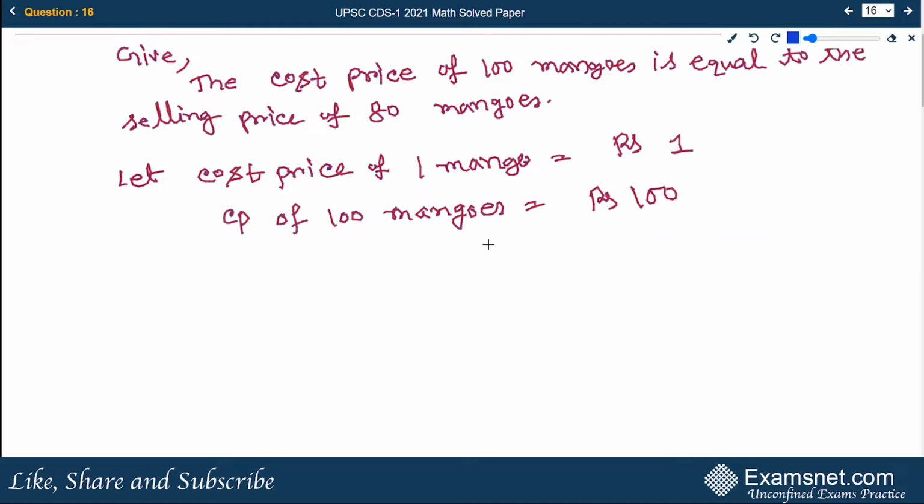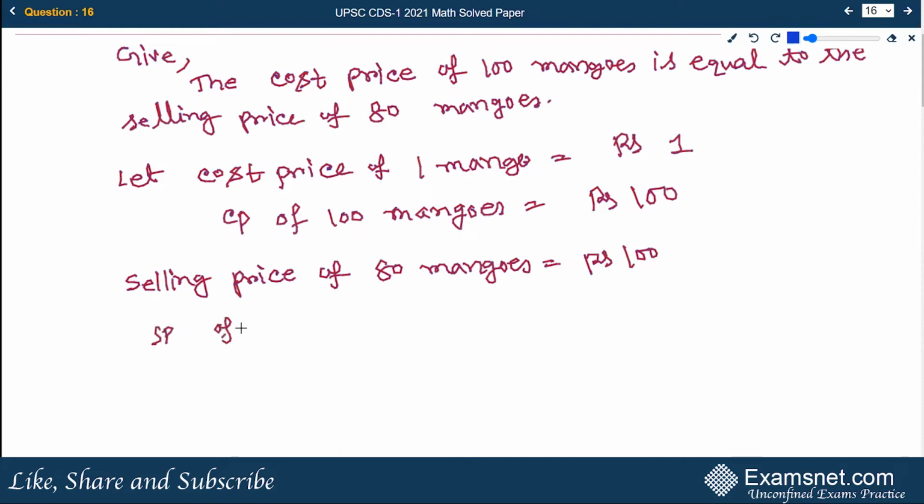And that is also equal to the selling price of 80 mangoes. So selling price of 80 mangoes, that is ₹100. So we can find the selling price of one mango. So SP of one mango, that is ₹100 by 80. So further after simplifying, I will get it as 5 by 4. So this is the cost price of one mango. This is the selling price of one mango.